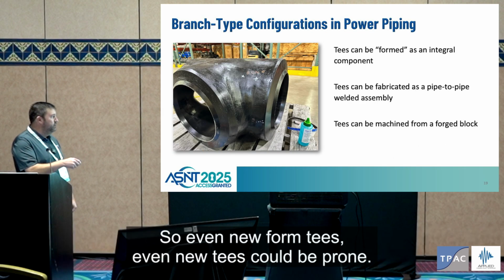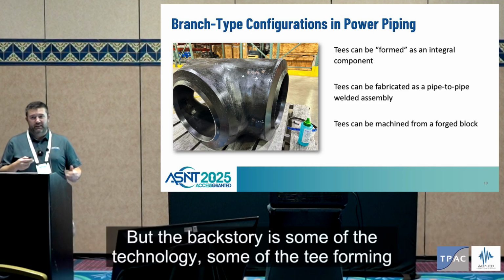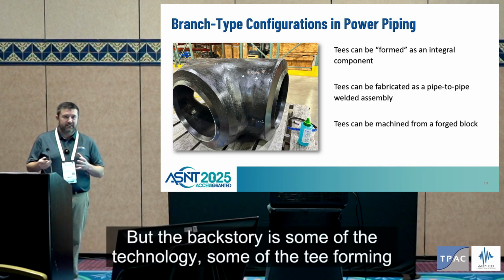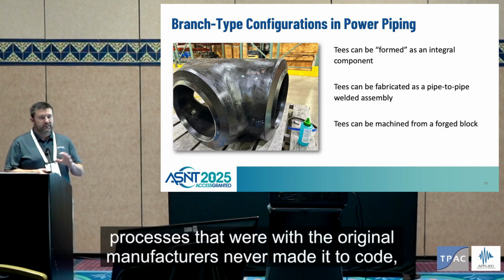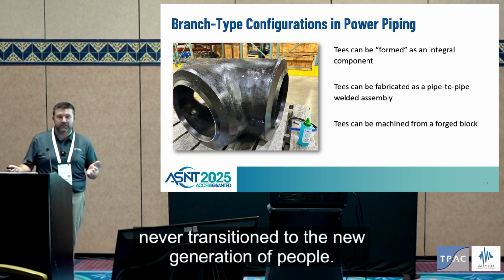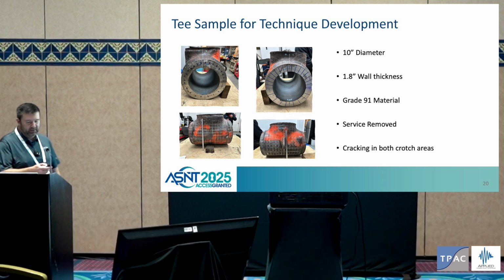So even new Form Ts, even new Ts could be prone. I'm not a metallurgist. But the backstory is some of the technology, some of the T forming processes that were with the original manufacturers never made it to code, never transitioned to the new generation of people. So the issue of T crotch cracking still exists in some new Ts.